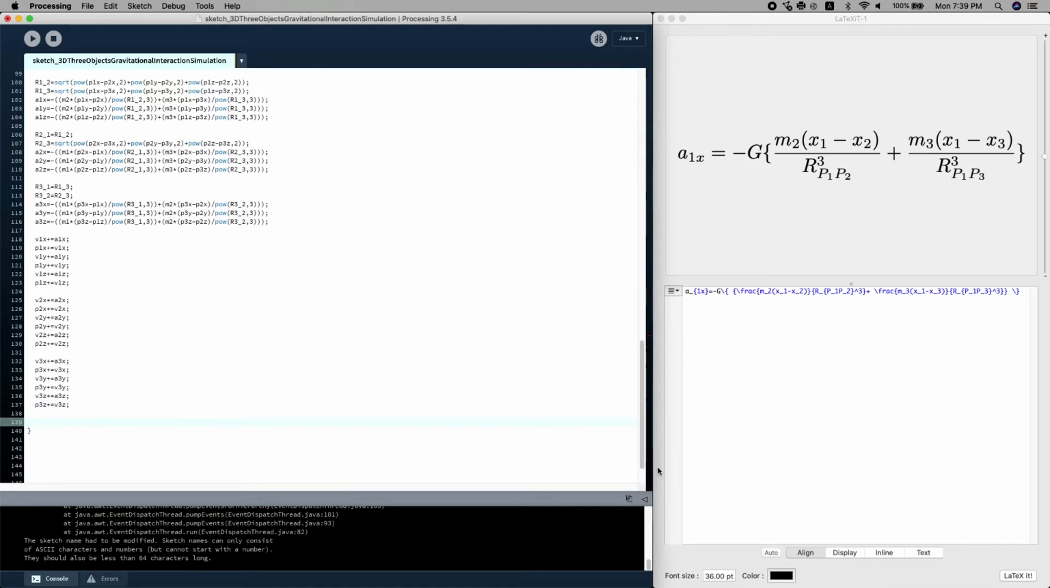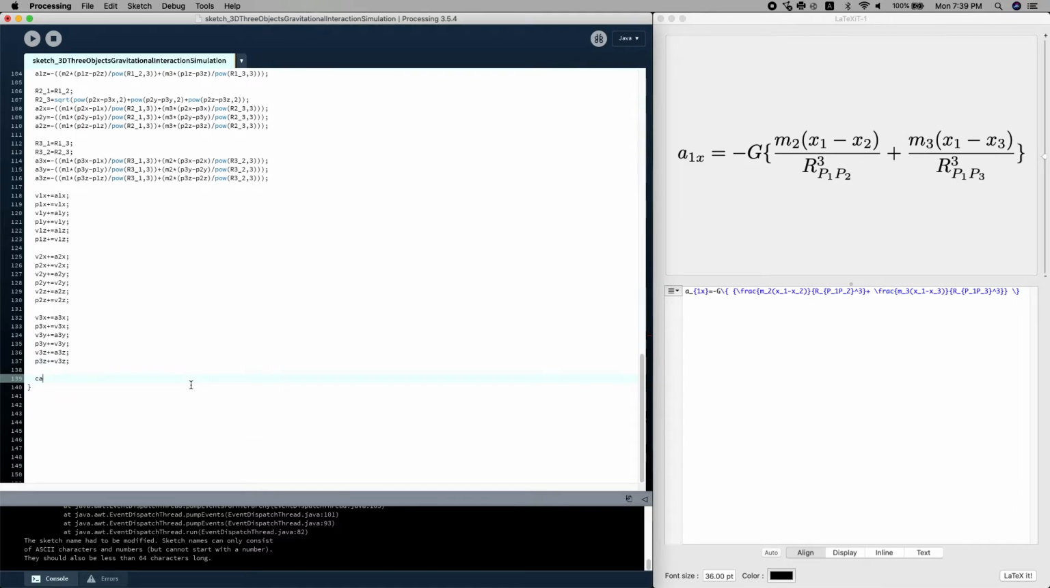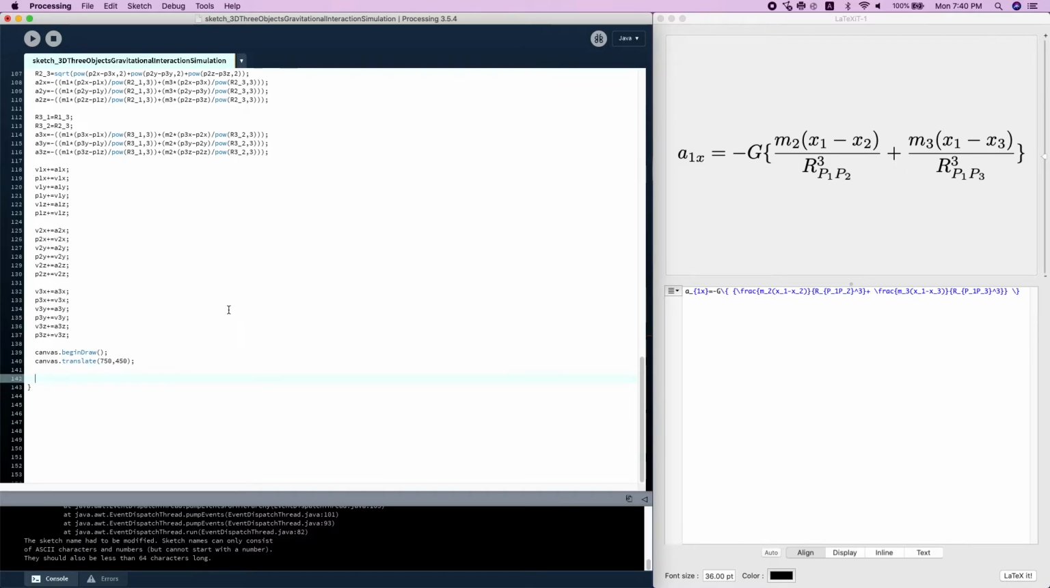Now we have to draw our canvas, so canvas.beginDraw. First of all, we need the translate function as we did before, because the canvas starts here and we need it to go to the center. And first of all, I'm just going to draw the axes. So we need the x-axis, y-axis, and the z-axis.